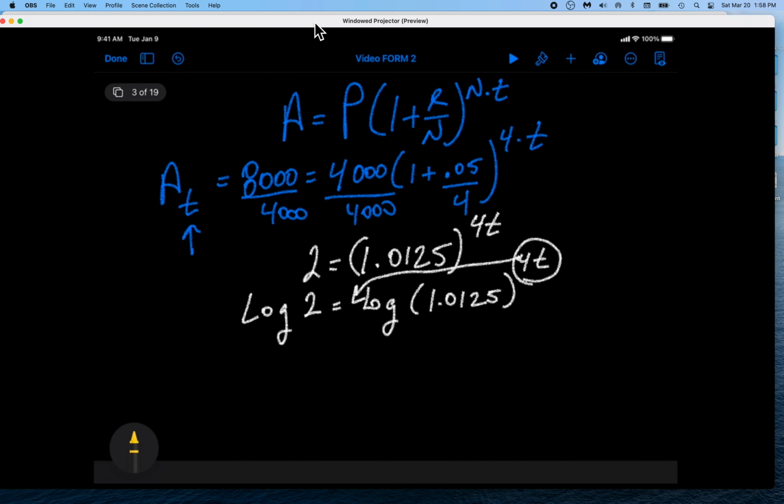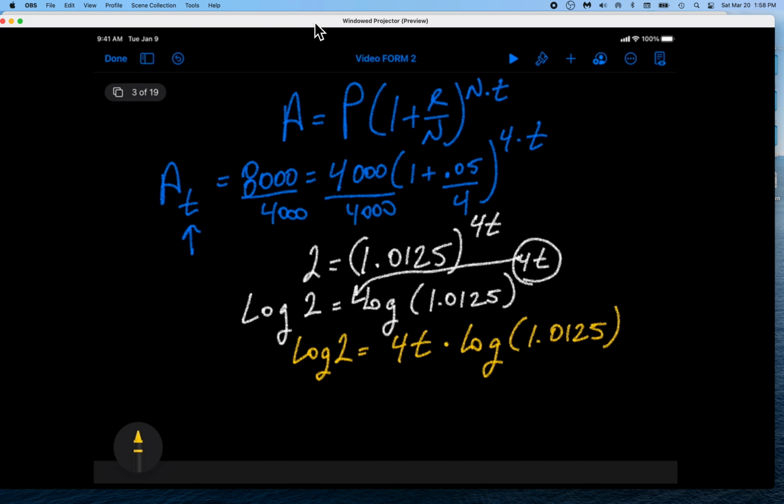That is going to give us log of 2 equals 4t times the log of 1.0125. We are then going to plug everything into a calculator and solve for t. Divide both sides by whatever this amount was. And when you do all that and all the smoke clears, you get t equals 13.94 years.